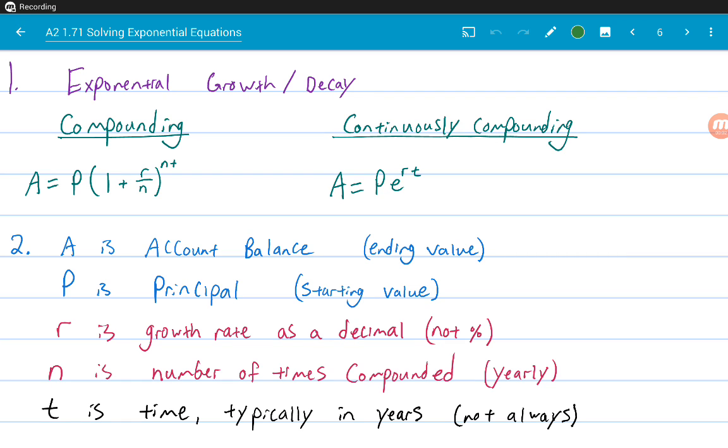Here's a video on lesson 71, solving exponential equations. Now I want to start off with a little bit of notes so that we have all this info moving forward. We're talking about exponential growth and decay. It was just an intro to the two formulas, so compounding and continuously compounding. Those will be covered more in lessons 72 and 73, so don't really worry about them. This is just in case you want the full notes.